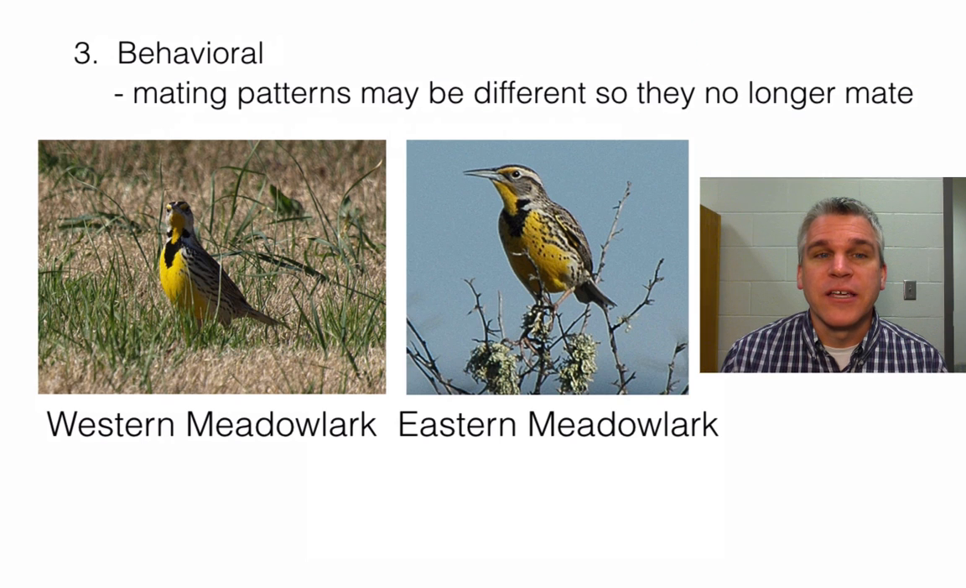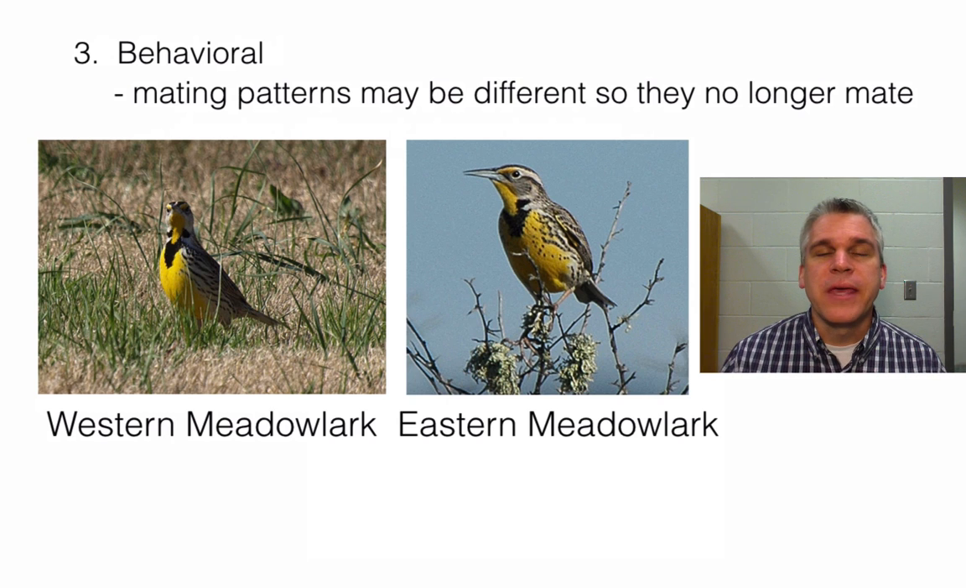The third type of isolation is called behavioral isolation. Here, the mating patterns become different so that they no longer mate. For instance, here we see 2 birds. They look very similar to one another. One is the western meadowlark and the other is the eastern meadowlark. They live on opposite sides of the country. Because of changing ecosystems, their range started spreading. Now there are areas where the western and the eastern meadowlark overlap, but they don't mate with one another.